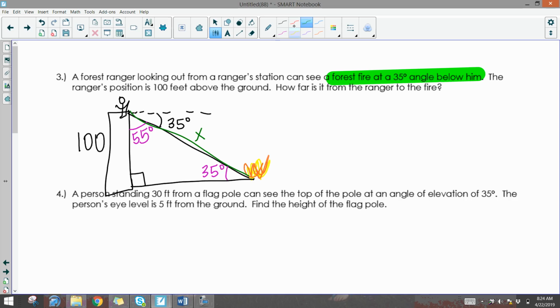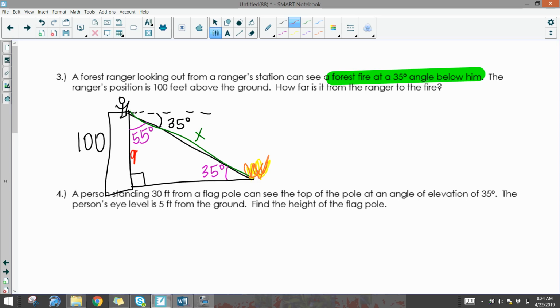So, with that being said, technically it doesn't matter which angle you use. You can use the 55. If you use the 55 degrees, then you have the 100 is adjacent and the x is hypotenuse, so you're going to do cosine if you use 55, and you will do sine if you use 35 because then the 100 is opposite. So it totally depends. I'm going to go ahead and use the 35.